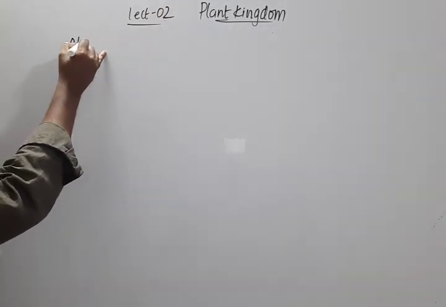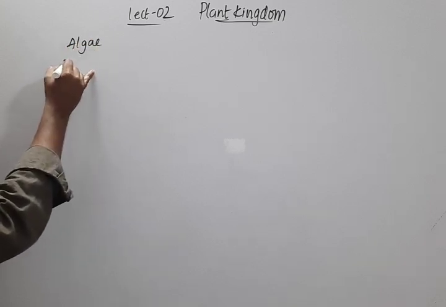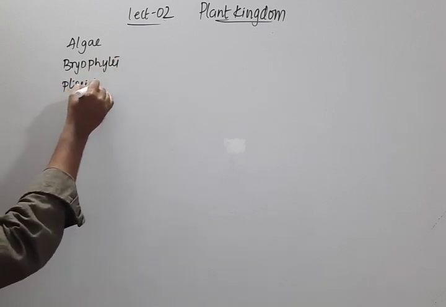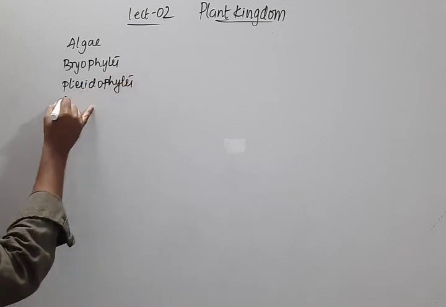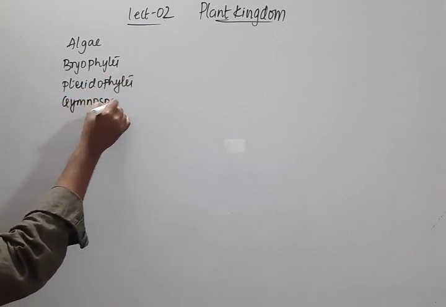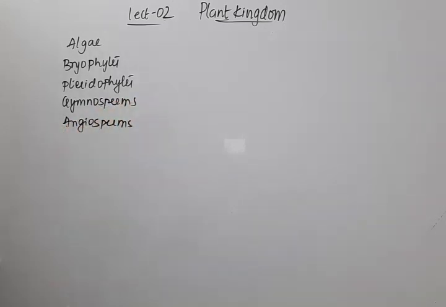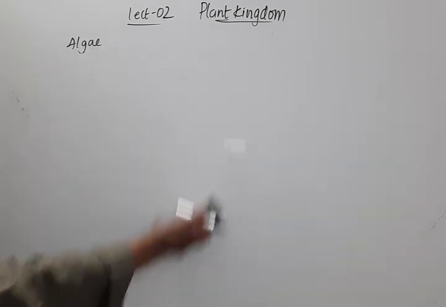In the last session, I already told you that the plant kingdom consists of algae, bryophytes, pteridophytes, gymnosperms, and angiosperms. And I also told you that the algae are the most primitive plants and angiosperms are the advanced group of plants. So I'm going to discuss each of these groups in detail. So first let's see about the algae.